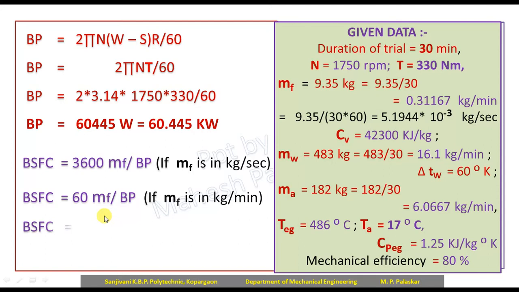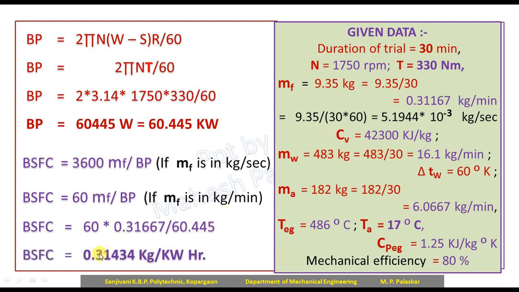Let us put the values. So this 60 as it is, mf, that is the mass of fuel per minute, we have found out here, mass of fuel per minute is 0.31167. So this value is substituted here 0.31167 and that is divided by the brake power. Brake power we have found out here, that is 60.445 kilowatt. So this value is substituted here and we get the brake specific fuel consumption as 0.31434 kg per kilowatt hour.